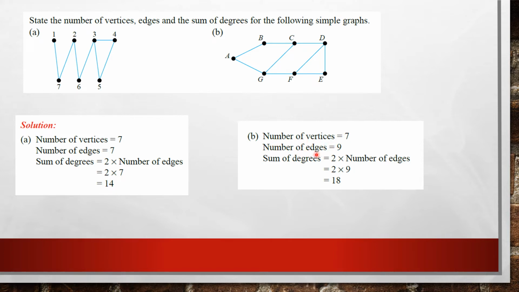Then the number of edges. How many lines are there? 1, 2, 3, 4, 5, 6, 7, 8, 9. So the number of edges is 9. So the sum of degrees is 2 times E, 2 times 9, so we have 18. Okay, now we go to the next part.